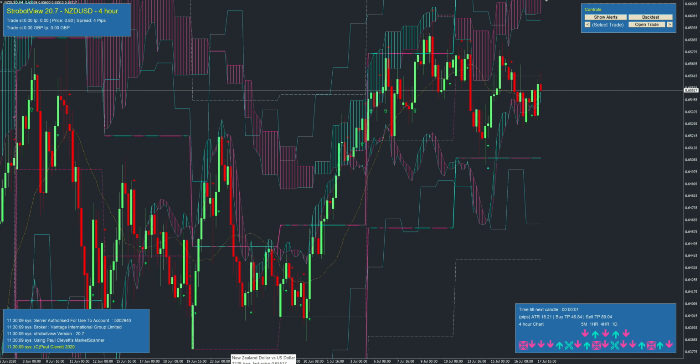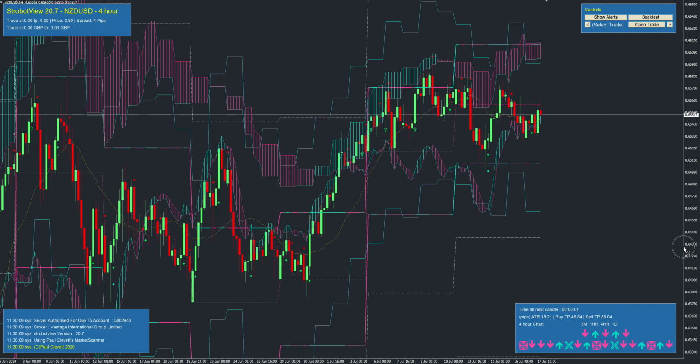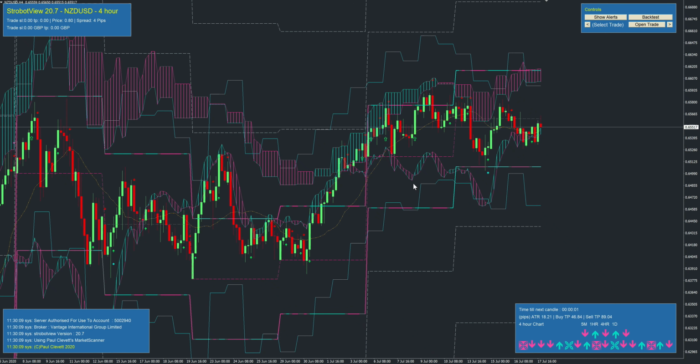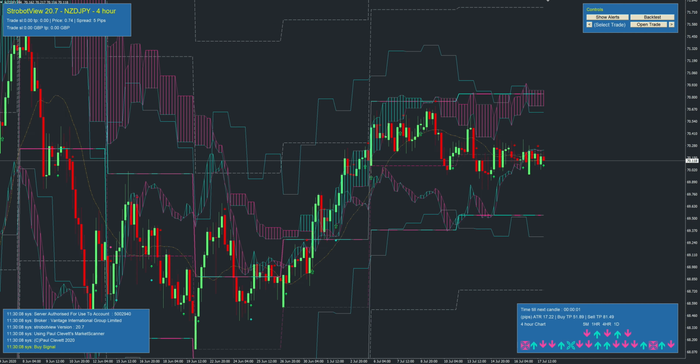So New Zealand dollar, US dollar. Here's a typical pair. Let's scrunch it up so you can see it. So there, our stop is back here. Here, our stop is back here. Here our stop is back here. So more often than not, we're going to be taking profit. If the pair doesn't need so much of a big stop, it can just have a small stop. So here, this one might have stopped out in profit. It just depends on where in the candle we enter.